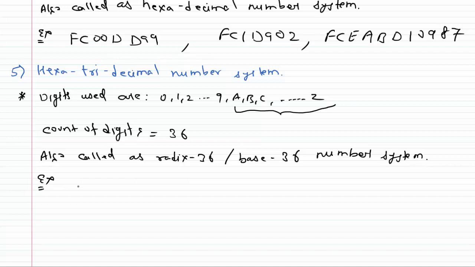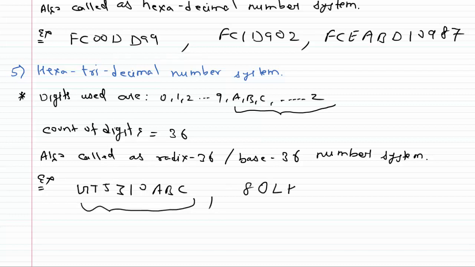An example of a number can be like GT5310ABC. This is one complete number. Similarly, an example can be 80LK69. This is one complete number.